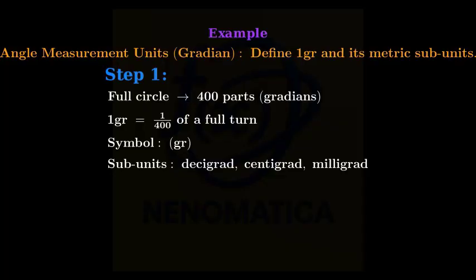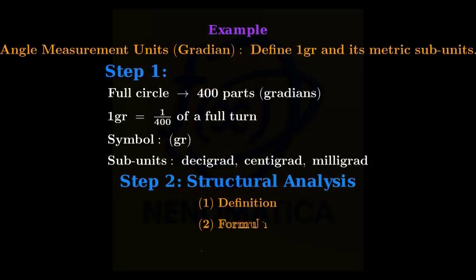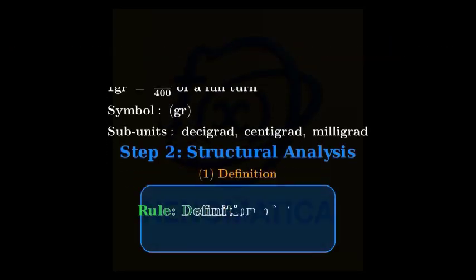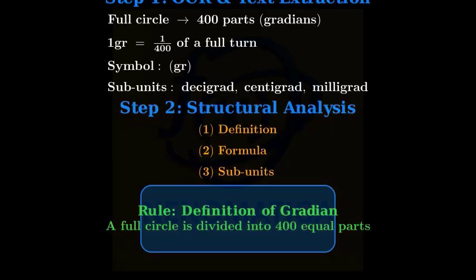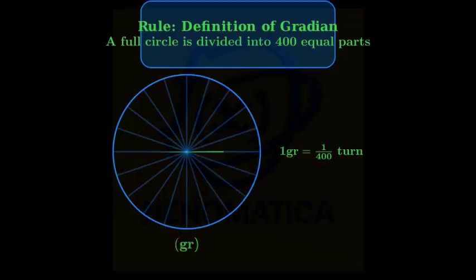Step 2. Structural analysis. We will follow the exact order: definition, formula, and subunits, matching the source text. Now, the step-by-step solution. Step 3, the definition. We place a rule box stating, a full circle is divided into 400 parts. Then we draw a circle and highlight a tiny sector representing 1 gradian, which is 1 over 400 of a full turn.